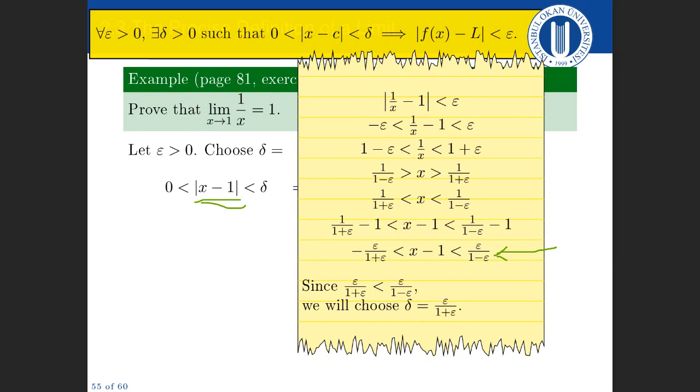Now, there's two ways to proceed. We could either say, we'll choose whichever one of these is smaller. We could, like I did in the previous example, just write, choose delta equal to the minimum, and then write down two numbers. But this time, I know which one of these is bigger and which one is smaller. I know that the smaller one is epsilon over 1 plus epsilon. Make the bottom of a fraction bigger, the whole fraction gets smaller. Choose delta to be the smaller number. Choose delta is epsilon over 1 plus epsilon.